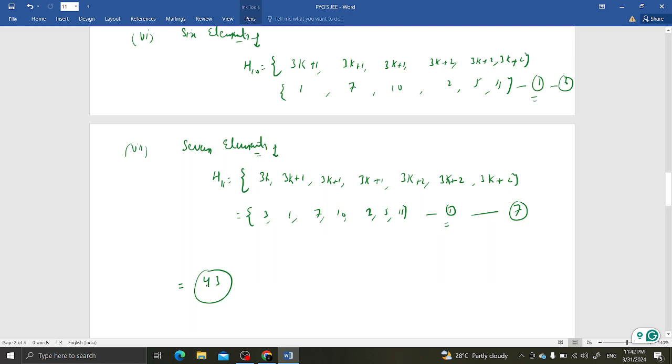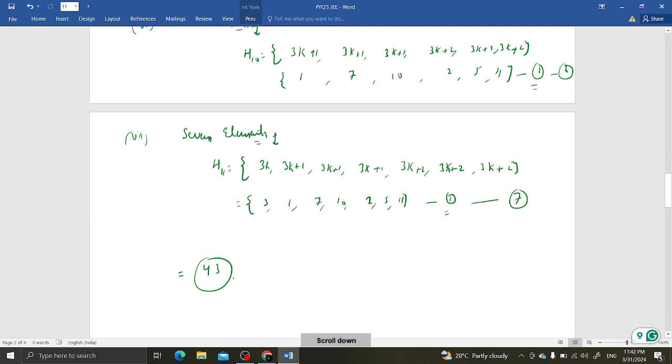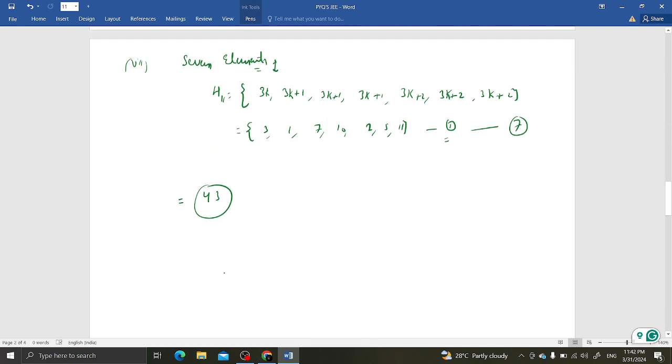So these are the 43 non-empty subsets of the set S such that the sum of all the elements is a multiple of 3, or we can say divisible by 3. But here they are saying non-empty subsets. If they were saying we need to find the number of subsets of S that have the sum of all the elements a multiple of 3, then we have 44.